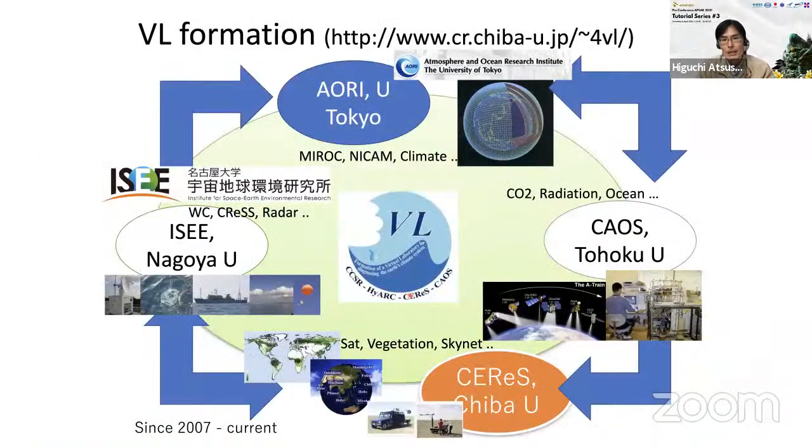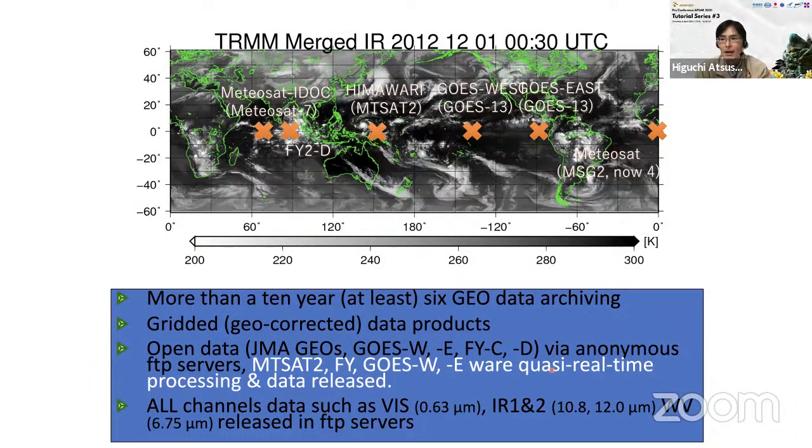We are one of the centers of climate research. In Japan, four institutes or centers collaborate to tackle climate research. Our center, the Center for Environmental Remote Sensing, CERES, is the satellite center. We currently archive the world's geostationary satellite data and also process it from raw data into gridded data.